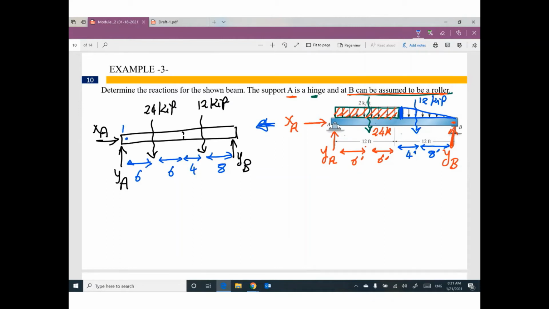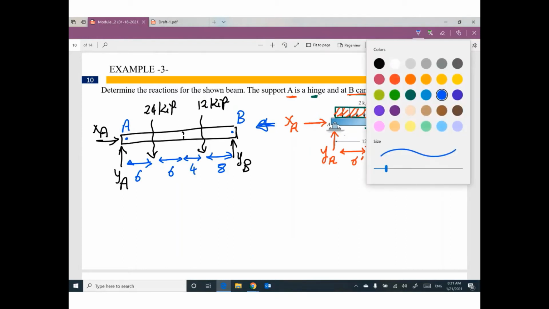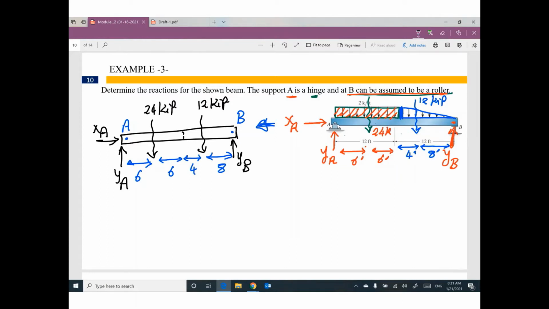This is point A, point B. The last step, we need to apply the equilibrium equations. We have summation of forces in x equals 0. What are the forces in x direction? Please list all of them. We have XA. What else? Do you have anything in x direction except XA? Nothing else. So XA equals 0.